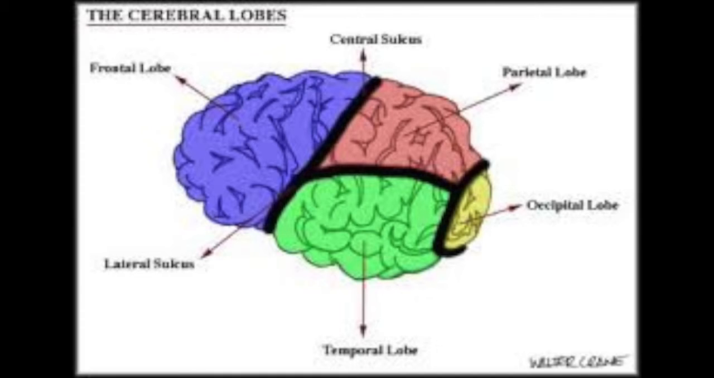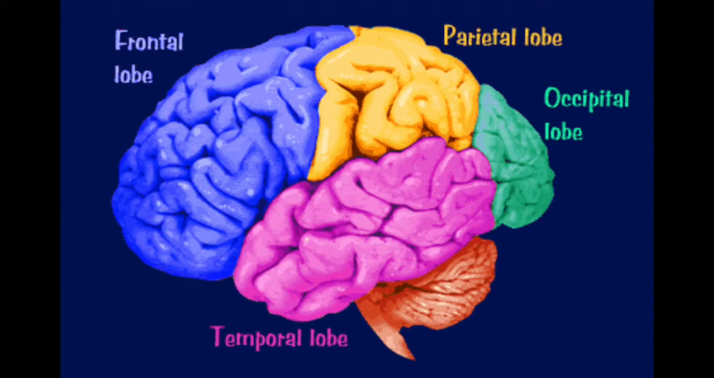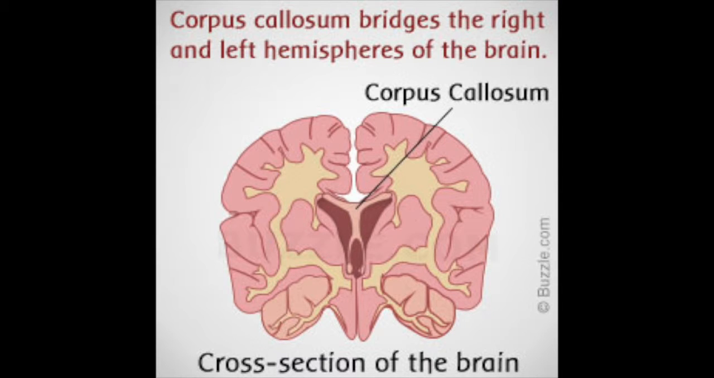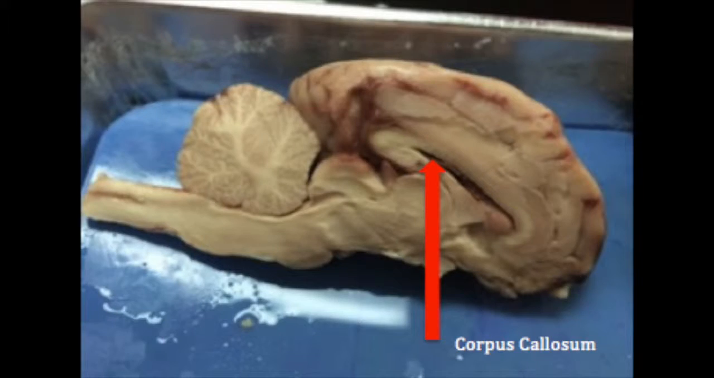The sulci divide the brain into four regions called lobes. These lobes include the frontal, the parietal, the occipital, and the temporal. The longitudinal fissure is a deep groove that separates the two hemispheres of the brain. The corpus callosum also crosses the medial longitudinal fissure and divides the cerebrum into the left and right hemispheres. It connects the left and right sides of the brain, allowing communication between both hemispheres. It also transfers motor, sensory, and cognitive information between the two hemispheres.